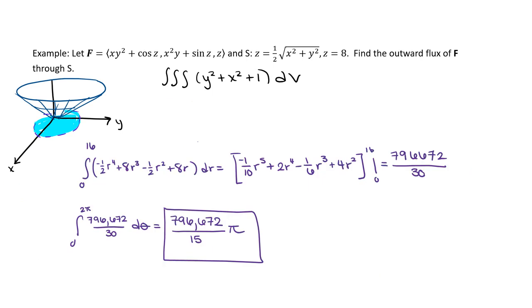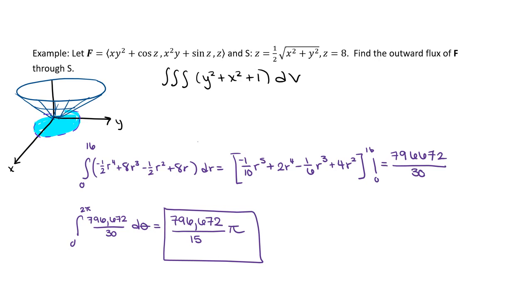796,672 divided by 30. So then I took that result, integrated it with respect to theta, plugged in the 2 pi, plugged in the 0, and my final answer, it's a little ugly, it's on the screen, that's 796,672 pi over 15. There we go, and that is my outward flux of my vector field through the surface that was described.